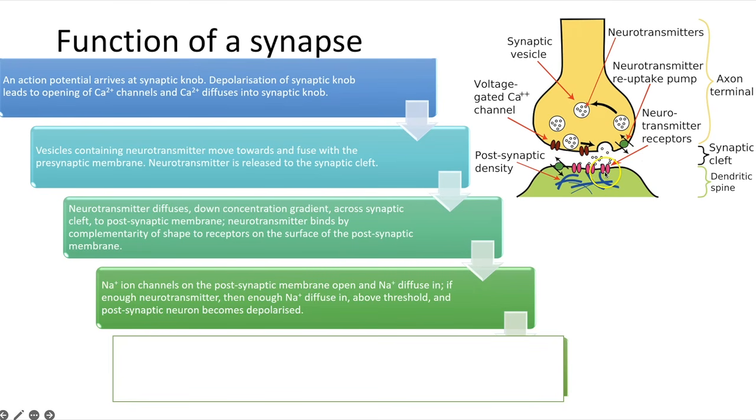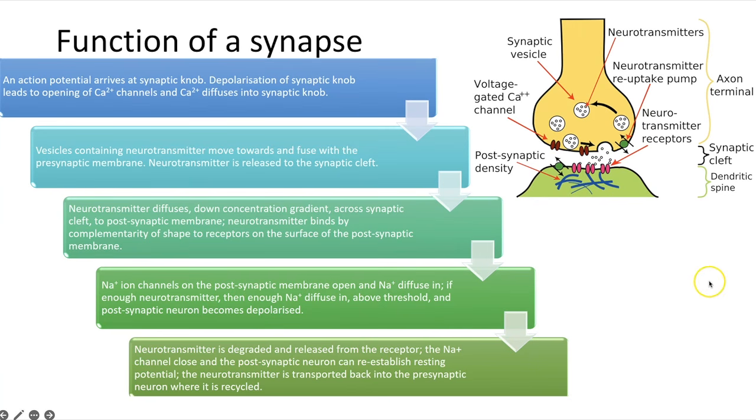Once they bind to those receptors on the postsynaptic membrane, that causes sodium ion channels on that postsynaptic membrane to open. And once those sodium ion channels open, sodium ions can diffuse into the postsynaptic neuron, causing the postsynaptic neuron to depolarize. That depolarization can then result in the generation of an action potential, and that has then triggered an action potential in the next neuron.